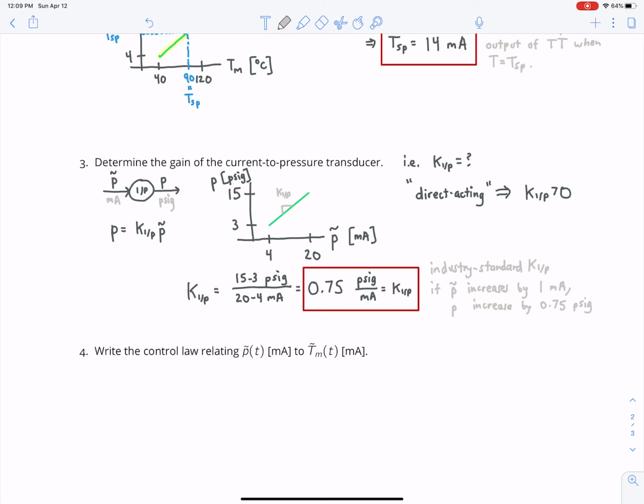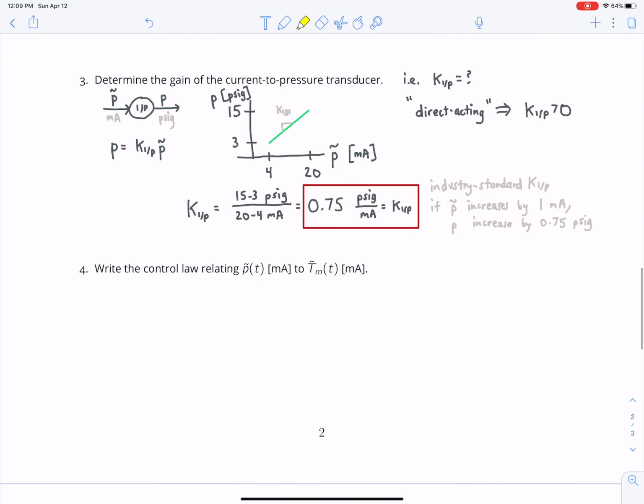And again, we can check the units here. So this has units psi, right? And if we hit it with KIP, the input has units milliamp. If we hit it with KIP, the milliamp cancels, and we get psig, which is the output. So the units make sense. The units are consistent with our formula here.